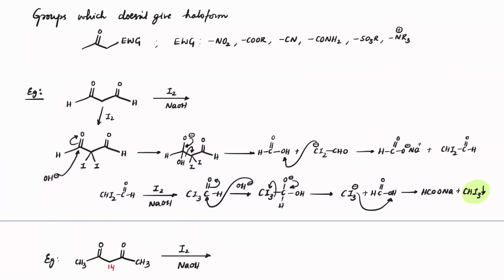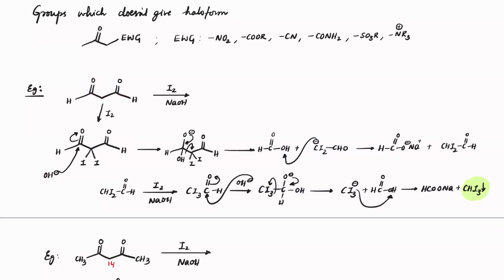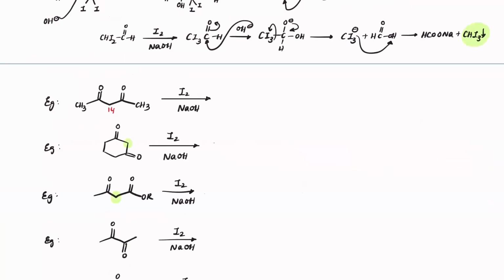Which means if the active methylene, this CH2 group, is between the aldehydes or ketones, between the aldehydes and ketones, you will always get the haloform or positive haloform test. Okay, so notice this one.